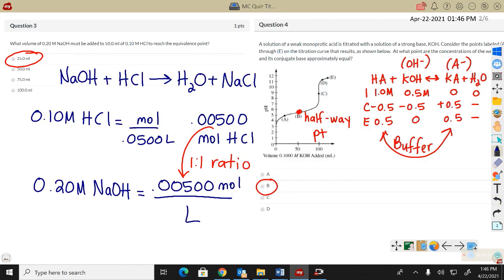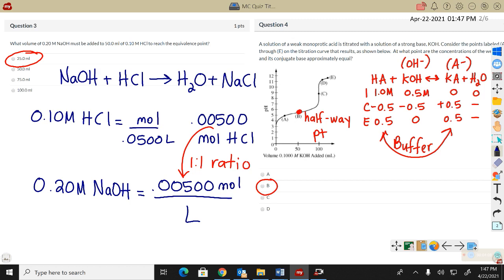Question 3 is some stoichiometry. We could have done this earlier when we did just stoichiometry calculations with a titration. I want to know what volume of 0.2 molar sodium hydroxide must be added to 50 milliliters of hydrochloric acid to reach the equivalence point. Titration calculations really are just stoichiometry, solution stoichiometry. There's one solution that I can use to find moles. So this time I know it's 50 milliliters of a 0.1 molar HCl solution. So I know I can get moles of hydrochloric acid.